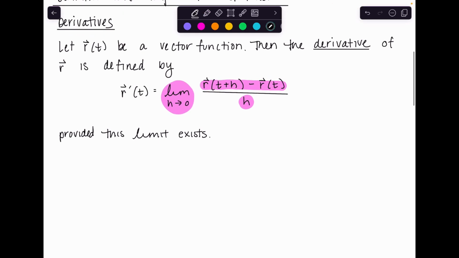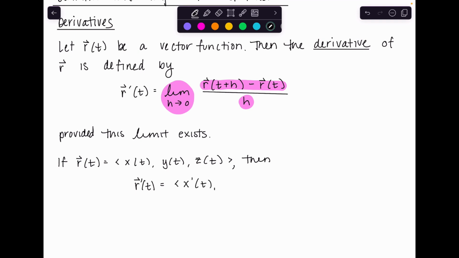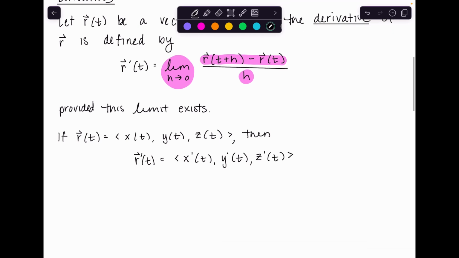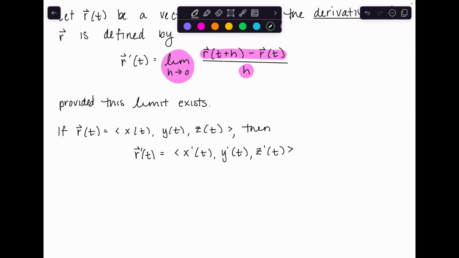So in general, if you have the vector function r of t, which has components x of t, y of t, and z of t, then the derivative of this vector function, r prime of t, is just x prime of t, y prime of t, z prime of t. Provided that those intermittent functions are differentiable.